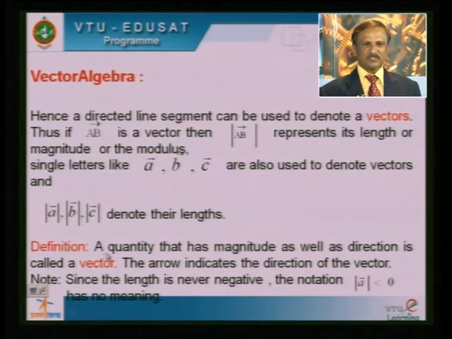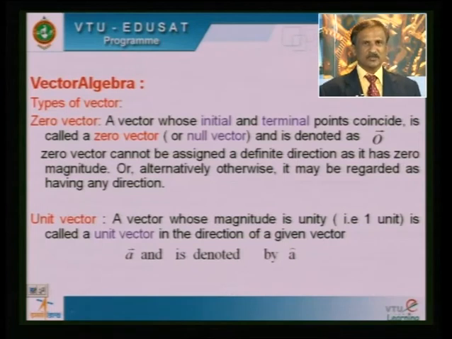A quantity that has magnitude as well as direction is called a vector. The arrow indicates the direction of the vector. Here you can note one thing: since length is never negative, the length of a vector can never be negative. Writing modulus of a is less than 0 has no meaning. This should be noted down. Okay, now we are able to define a vector.